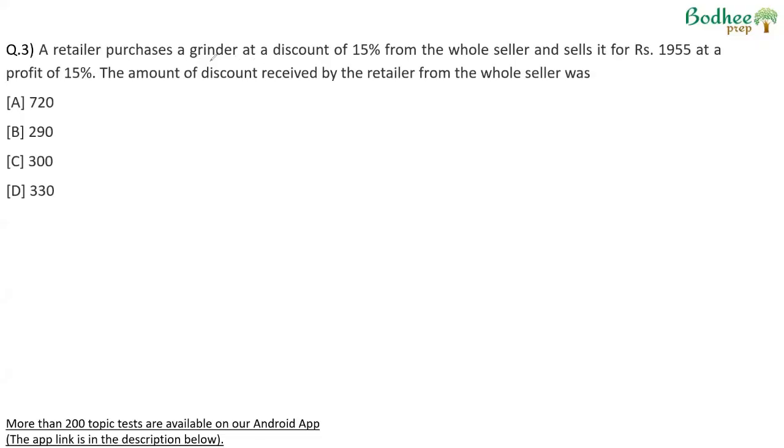A retailer purchases a grinder at a discount of 15% from the wholesaler and sells it for rupees 1955 at a profit of 15%. The amount of discount received by the retailer from the wholesaler. Wholesaler, 15% discount, sells to retailer. So the price of the wholesaler is reduced by 15%, and that is the price that the retailer pays. This is further sold for 1955 to, say, the customer. And here the profit is 15%.